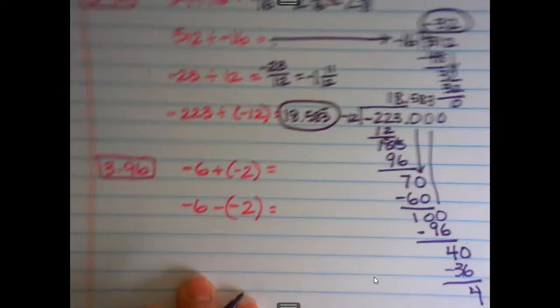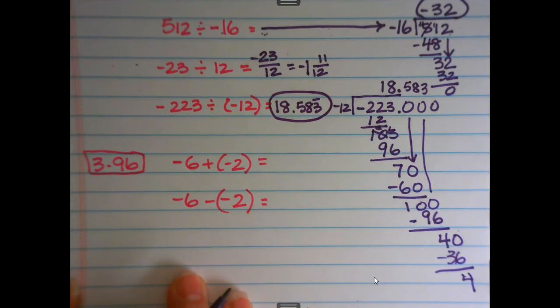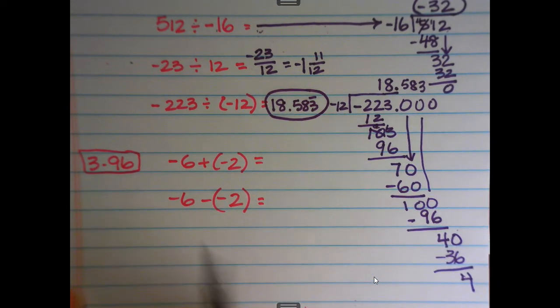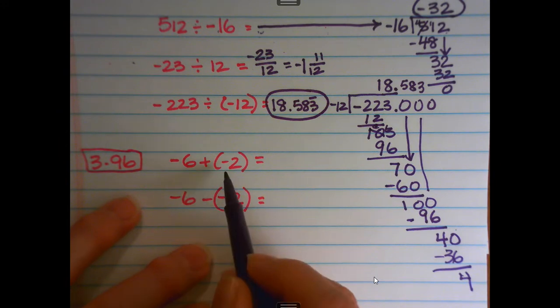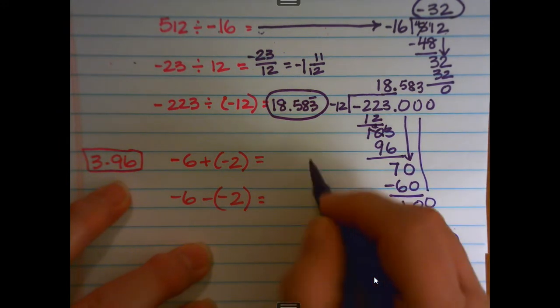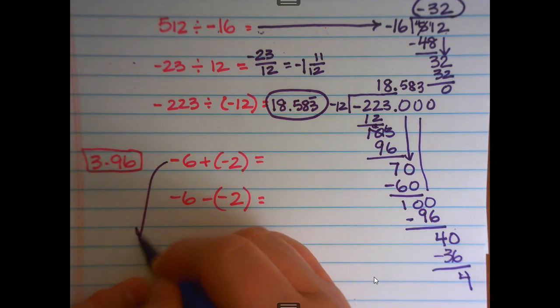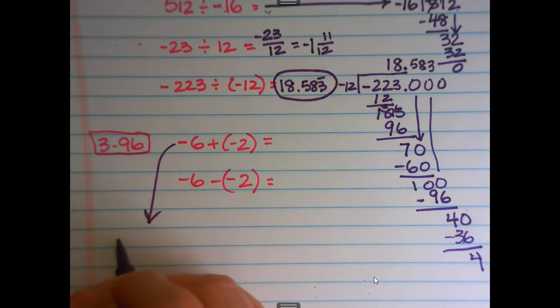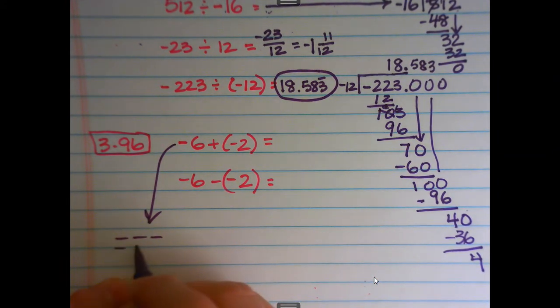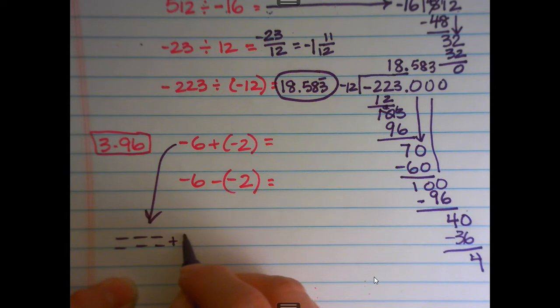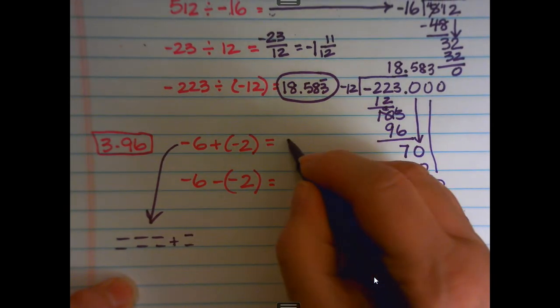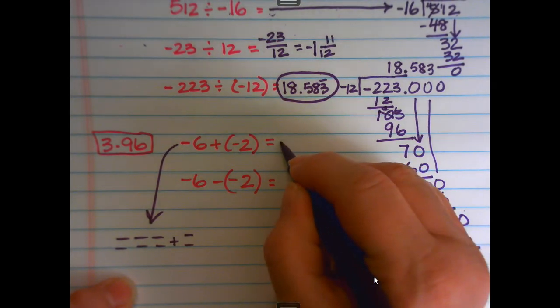And let's scooch this up a little bit so you can see what I was doing there. Then here I've got negative 2 plus negative 6 plus negative 2. And I'm going to draw down here. So I've got negative 6, 1, 2, 3, 4, 5, 6, plus negative 2. And that gives me negative 8, people.